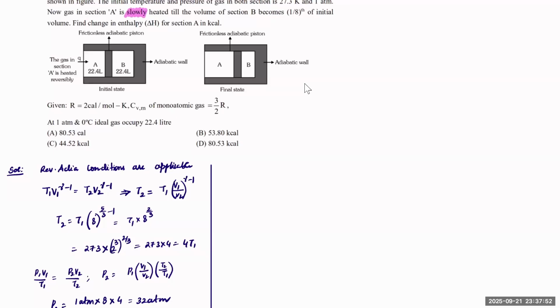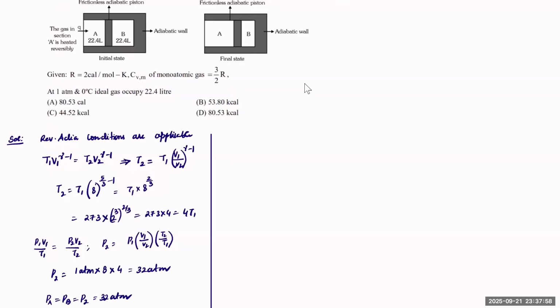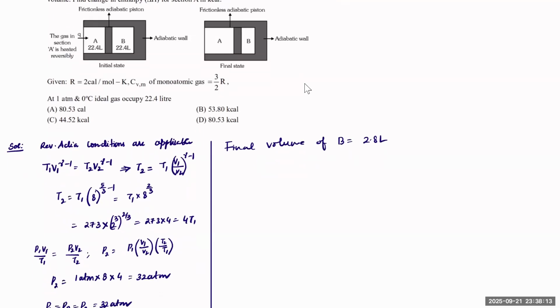So let me check the calculation here. 22.4 divided by 8 is 2.8. So the final volume of B section is 2.8 liters. That is 2.8 liters. So which makes it, the final volume of A will be equal to how much? Out of that 22.4 liters, this much volume is present for B, and the rest is for A.